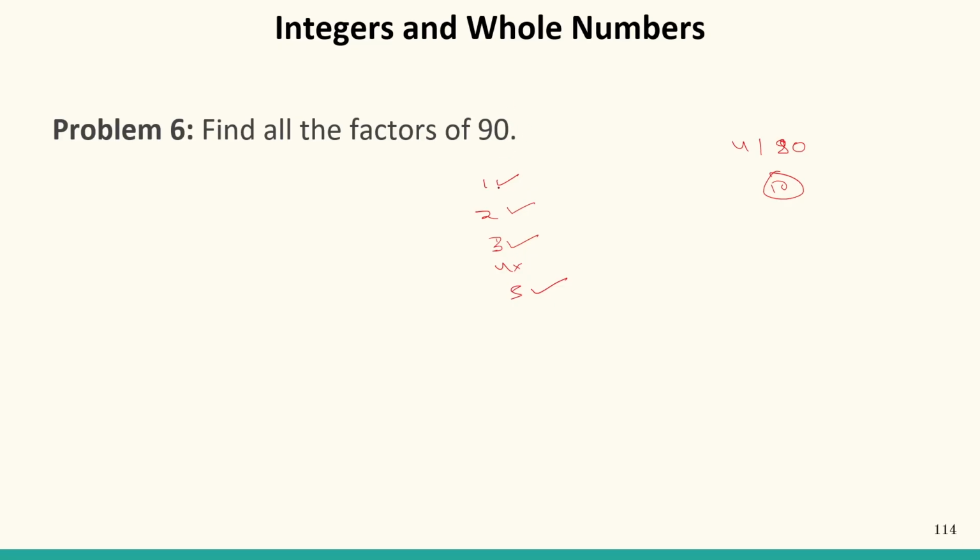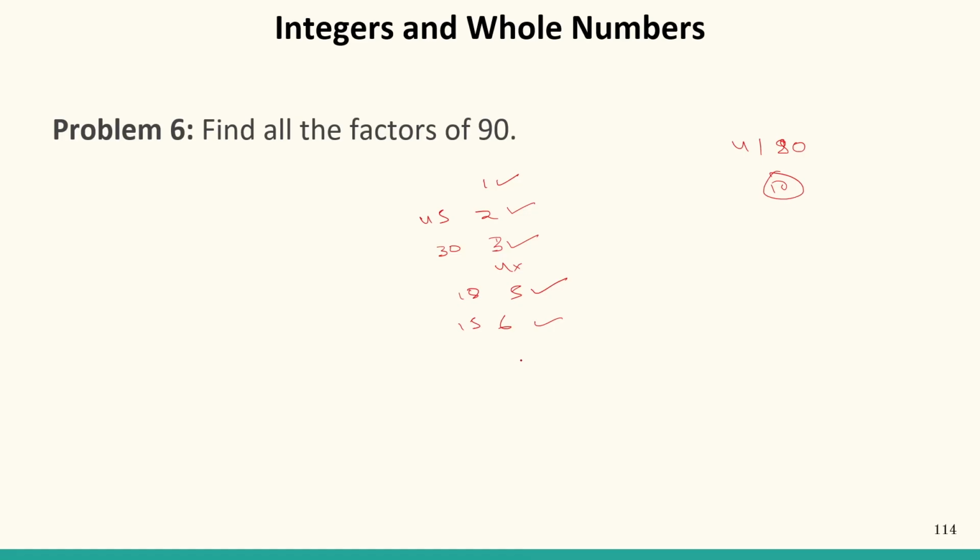What about 6? We can actually divide it by 6 because 15 into 6 is equal to 90. Since 15 into 6 is equal to 90, we are left with 15 right here. So 5 can divide 90, right? Because 18 into 5 is equal to 90. And 3 can divide 90 because 30 into 3 is equal to 90. And 45 can actually divide 90 because 90 by 2 is equal to 45.